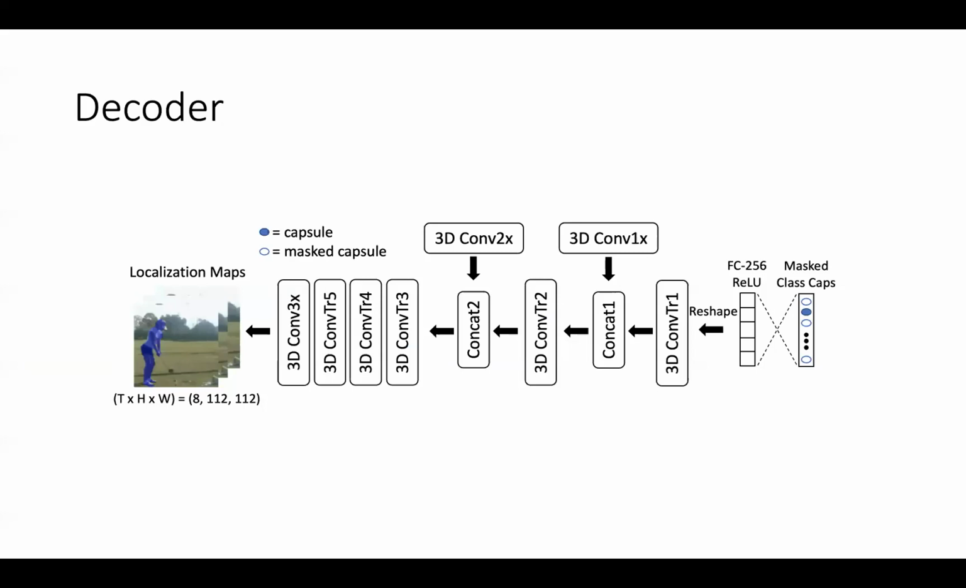The decoder is the second half of the network, which takes these class capsules, masks them, which I'll describe later, and then passes them through fully connected and 3D transpose convolutions to obtain the localization maps. There are also skip connections from the input and from the convolutional capsule layers to be able to keep the spatial temporal information for these localizations.